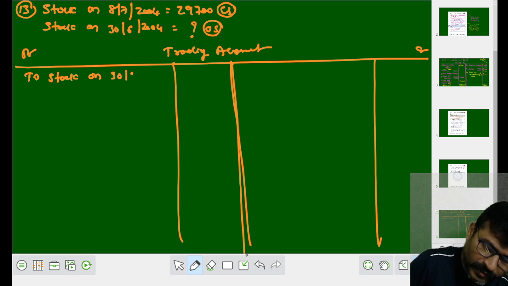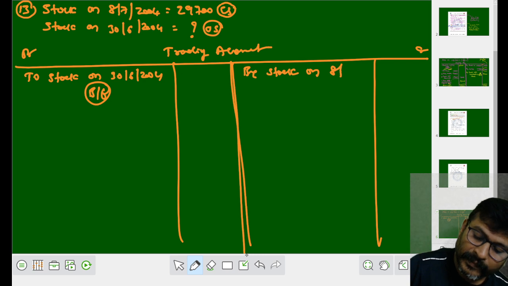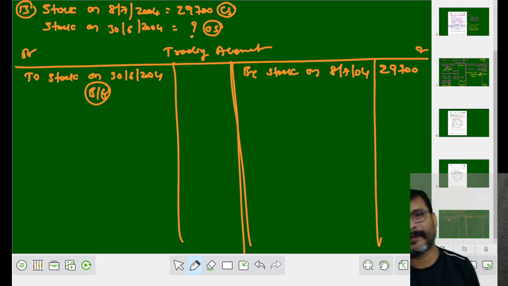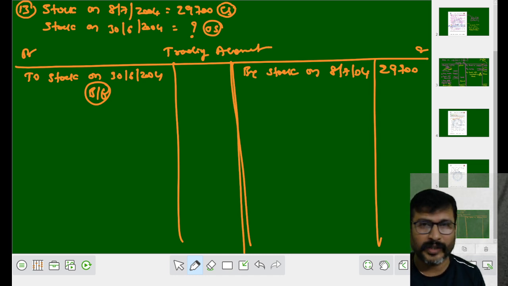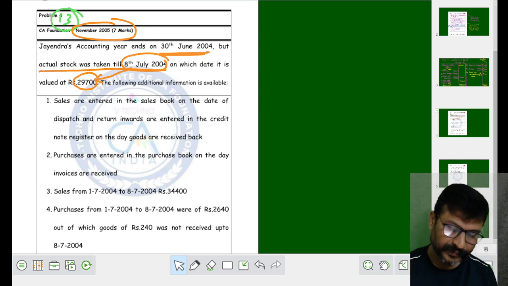To stock on 30th June 2004 as a balancing figure. Here we will write buy stock on 8th July 2004 as 29,700. Now my dear student, we have taken both the stocks as per the given instruction. Let me continue to read.